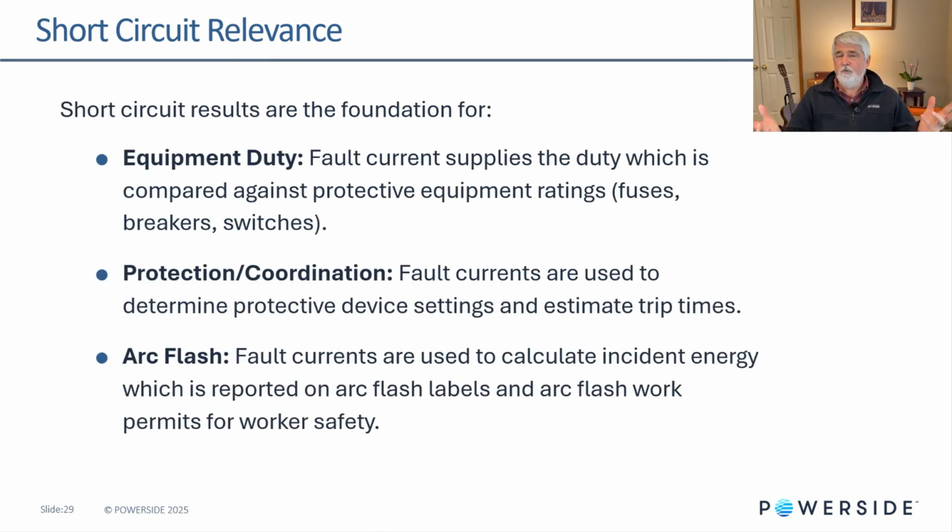Equipment duty, the first most common one, and that is we take our fault currents, we adjust them appropriately, and we get a duty which is then compared against protective equipment ratings, fuses, breakers, and switches. Next is protection coordination. Fault currents are the foundational element used to determine protective device settings and to estimate trip times. You can't estimate trip times unless you do it at a particular fault current condition.